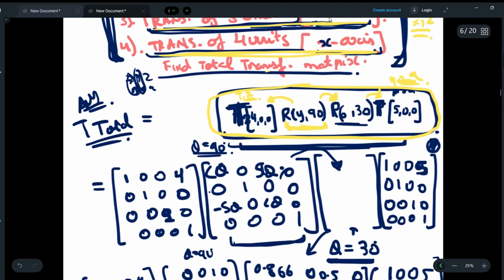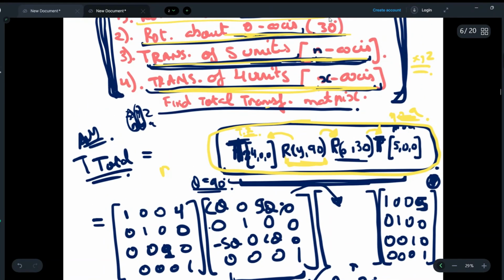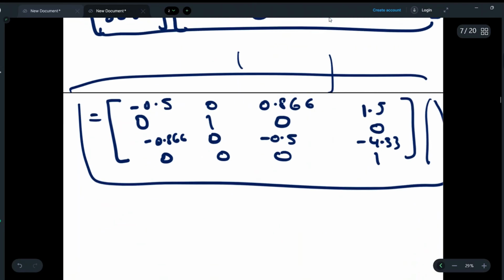And also remember that N, O and A is analogous to X, Y and Z for matrix multiplication. So whenever you have to write the rotational matrix for N, O or A, just write the corresponding matrices for X, Y and Z. Now I hope this part is clear to you.